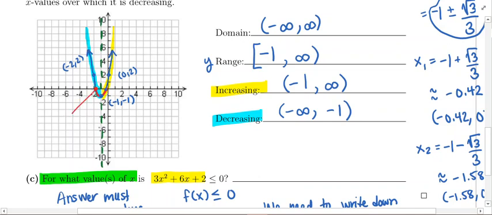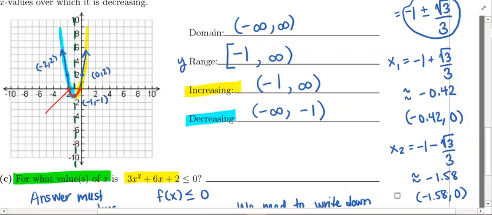This x-intercept is the one that's negative 1.58. This ordered pair here is negative 1 minus the square root of 3 over 3. That's the x value, and then the y coordinate is 0. And if you look at this x-intercept, this is the one that was like negative 0.42. The x value here was exactly negative 1 plus the square root of 3 over 3. The y coordinate is 0.